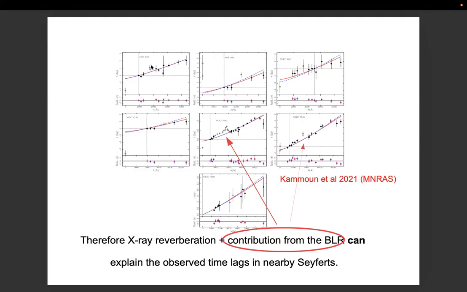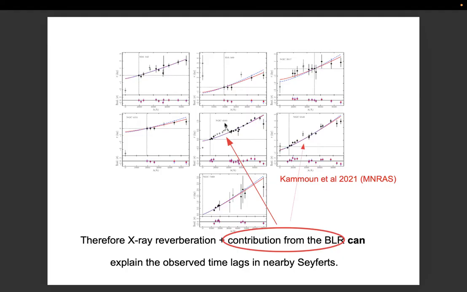Here are the data for a few galaxies. This is NGC 5548, the one that was supposed to be the problem. No, you can fit it very, very well for reasonable parameters. But indeed, VLR is there. Actually, when we were fitting this, we were not taking into account the U-band data, right? Okay, the VLR is there.